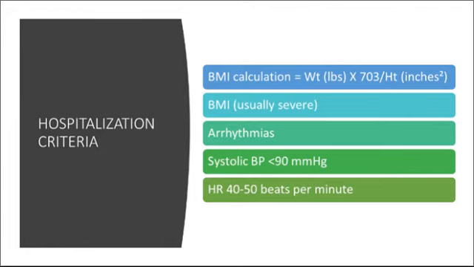Hospitalization criteria is also in that box 29.1 with this severe BMI, severe anorexia with a BMI under 16 in that 15 range. Arrhythmias, because it's affecting their heart, systolic blood pressure and heart rate are not adequate for health.